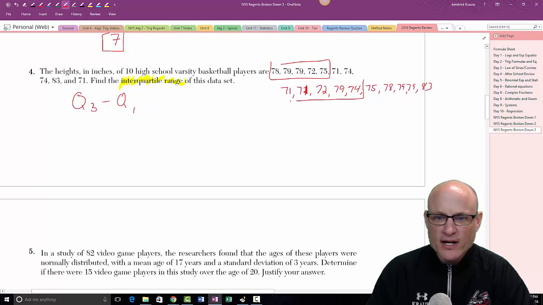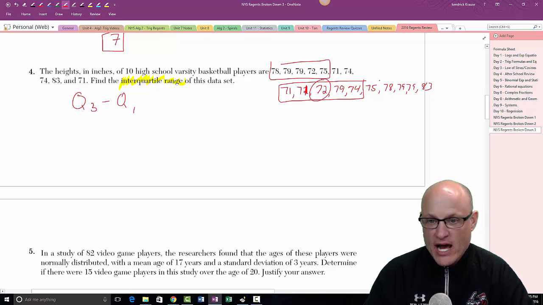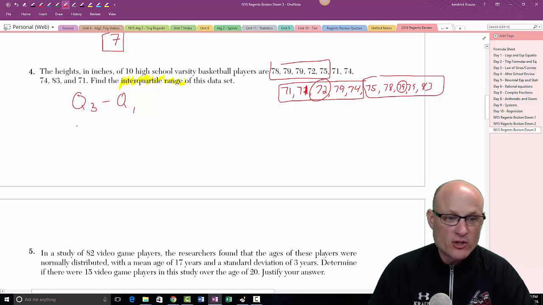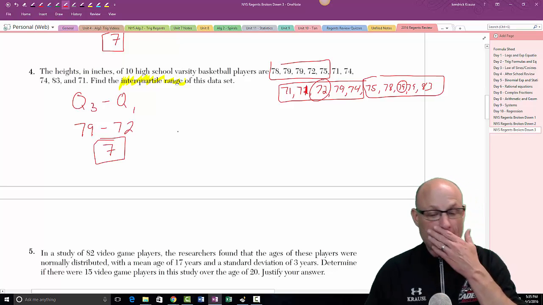So break it up into groups of 5. There's 5. So the lower quartile would be 72. Notice it's actually in the middle this time since there are an odd number. Here's 5. In the middle of these is a 79. So I could go 79 minus 72 and say, oh, my interquartile range miraculously is 7 again.